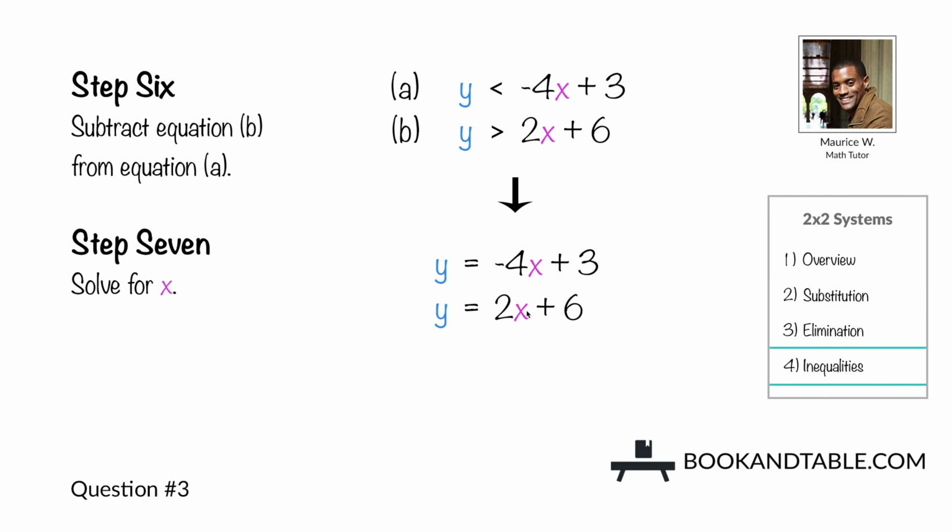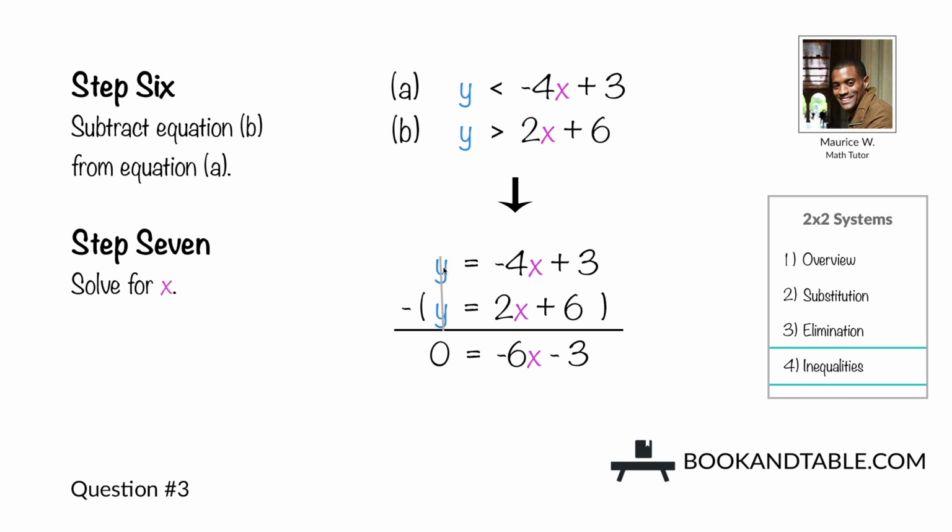And since our x's cannot cancel each other out by adding or subtracting the equations, we'll focus on canceling out our y's. We can do y minus y to cancel out our y's. So step 6 is to subtract equation B from equation A, giving us y minus y, which is 0. Negative 4x minus 2x gives us negative 6x. And 3 minus 6 equals negative 3.